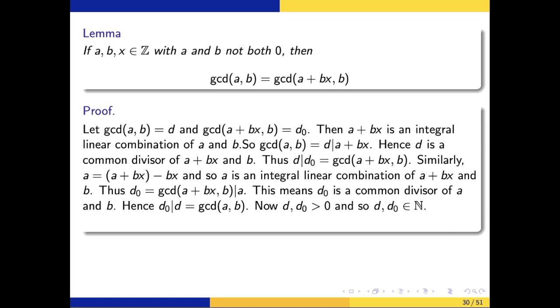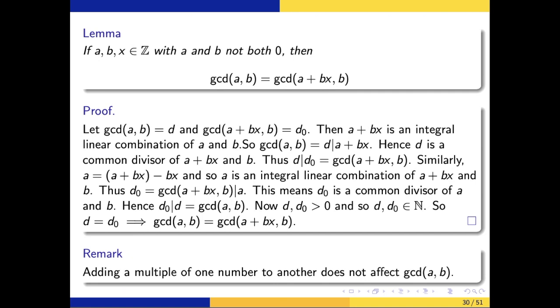Now D and D naught are both positive and are natural numbers. This means that D equals D naught, which implies that the GCD of A and B equals the GCD of A plus BX comma B. What this means is that adding a multiple of one number to another does not affect the GCD of A and B.